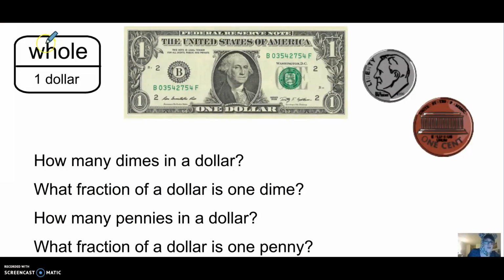So, if our one whole is $1, how many dimes are in a dollar? That would be 10. What fraction of $1 is 1 dime? 1/10. How many pennies are in a dollar? 100. So what fraction of $1 is 1 penny? 1/100th.